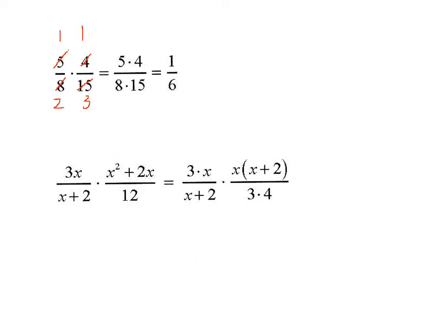So this is just a copy of the problem with the numerators and denominators fully factored. Now we can have fun reducing, and again we can go diagonally or up and down. So let's see, we can do the 3 with the 3, and we can do the x plus 2 with the x plus 2. And now all we need to do is multiply across the top and across the bottom the things that are still left, which gives us x squared on the top and 4 underneath.